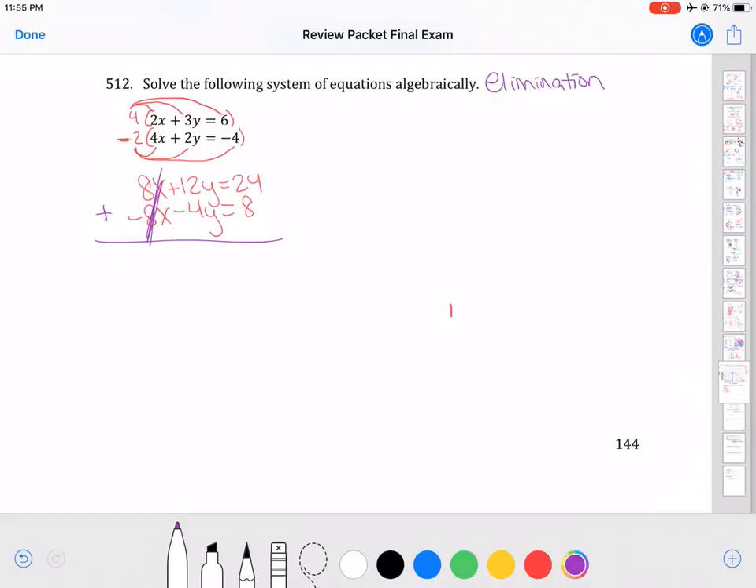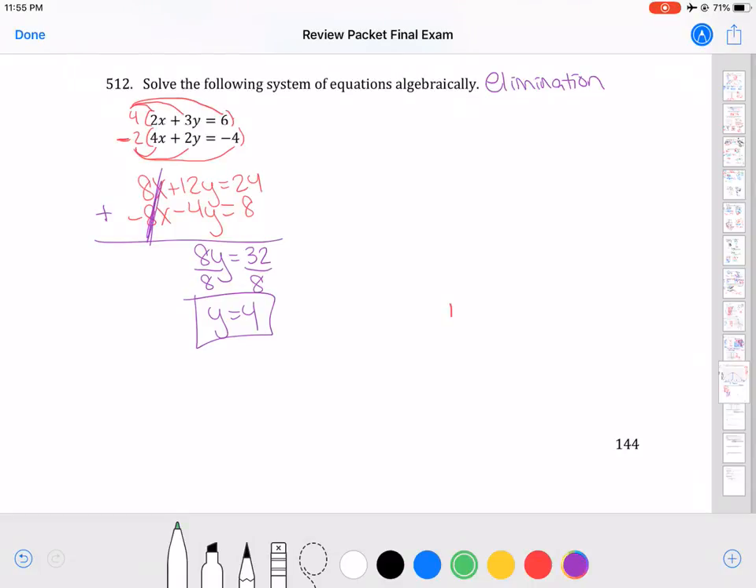When I go to add these two equations together, the x's are eliminated, and I can very easily solve for y now. So I combine my y terms. 12y minus 4y is 8y. And then 24 plus 8 gets me 32. So to get y by itself, I just have to divide by that 8, and I get that y is 4, and that is half of my answer.